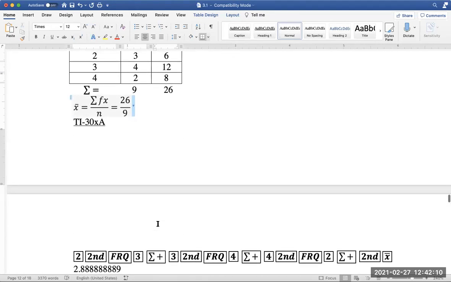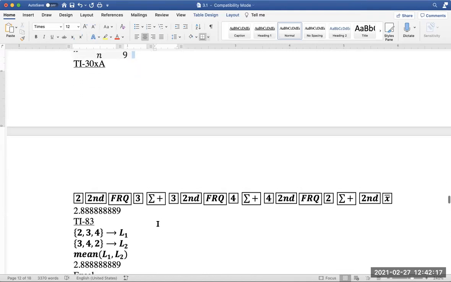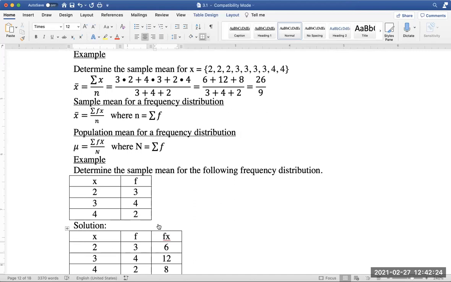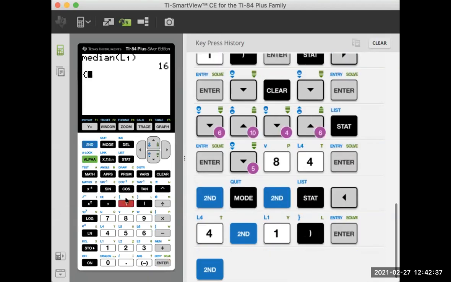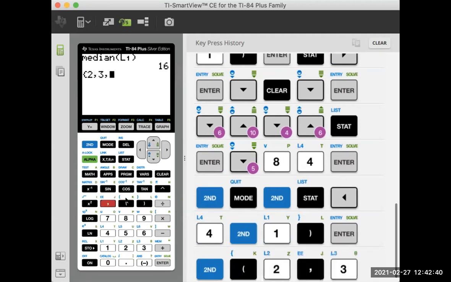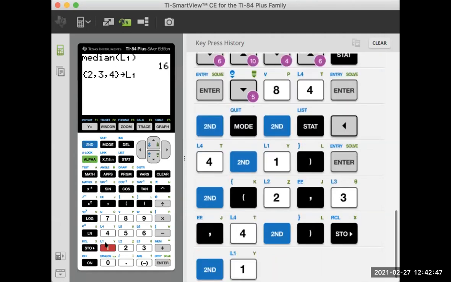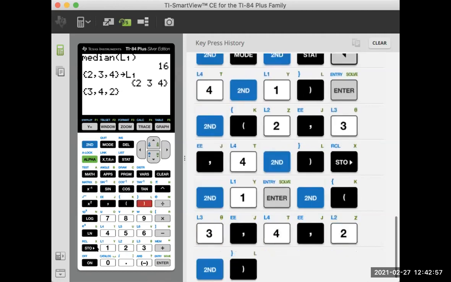So let's do it on the TI-83 or 84. Let me make sure I can see the data. So let's go over to the TI-84. Okay, so let's put in the data. So I'll put in 2, 3, 4, and I'll store that in L1. Let's put in the frequencies, which are 3, 4, 2, and let's store that in, let's say, L2.